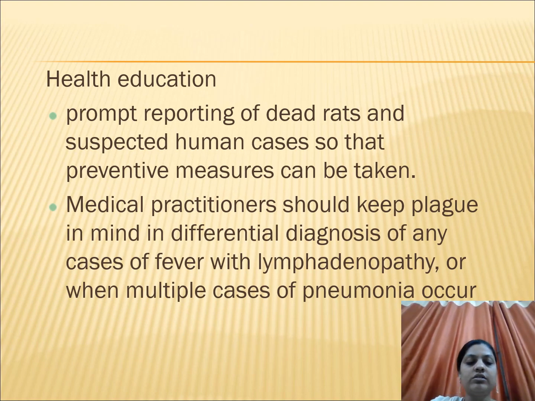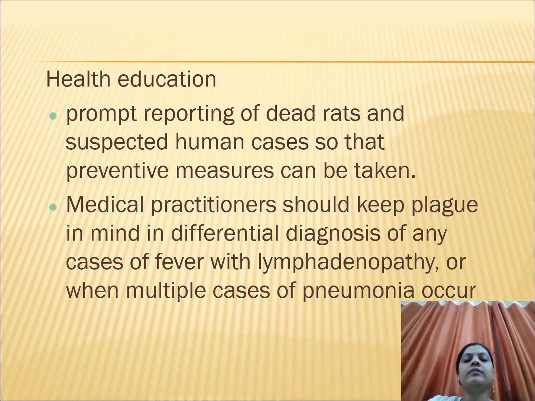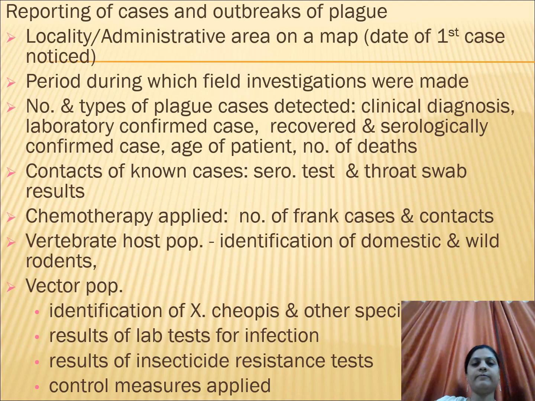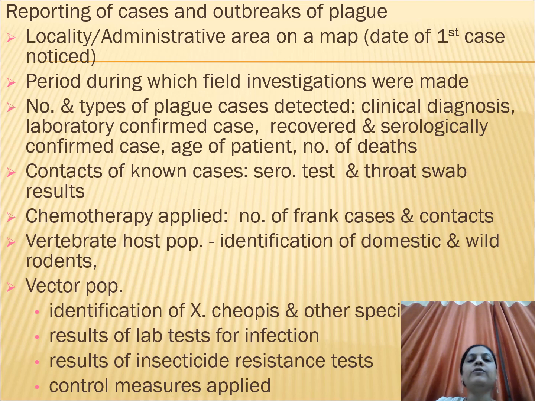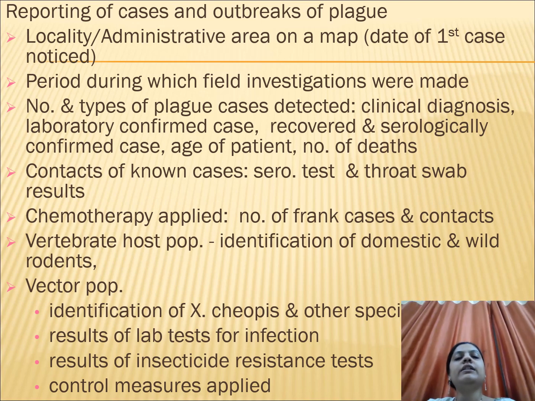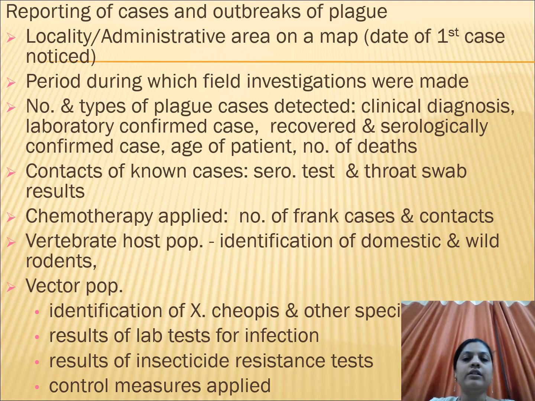Health education. Prompt reporting of dead rats and suspected human cases so that preventive measures can be taken. Medical practitioners should keep plague in mind in differential diagnosis of any case of fever with lymphadenopathy or when multiple cases of pneumonia occur. Reporting of cases and outbreaks of plague. Local administrative areas, they have to be notified.